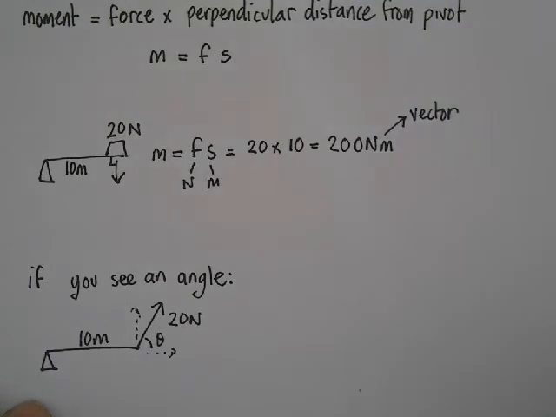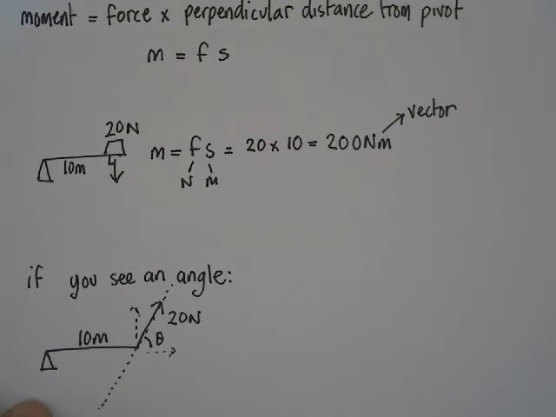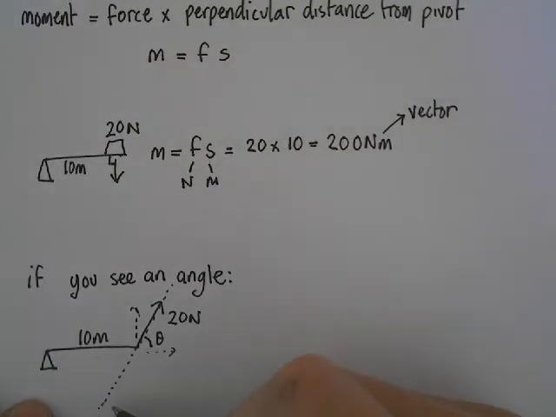Really, when we say perpendicular distance, we mean the perpendicular distance from the line of action of the force, which is a complicated way of just saying a line along which the force acts. So in this case here, this dotted line is the line of action of the force.